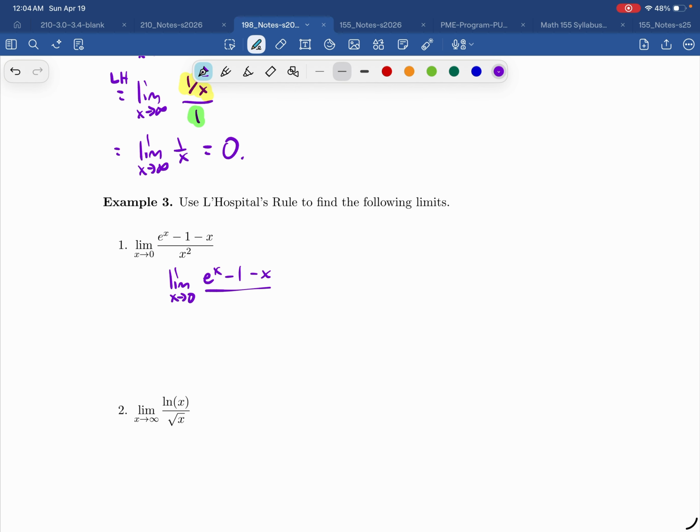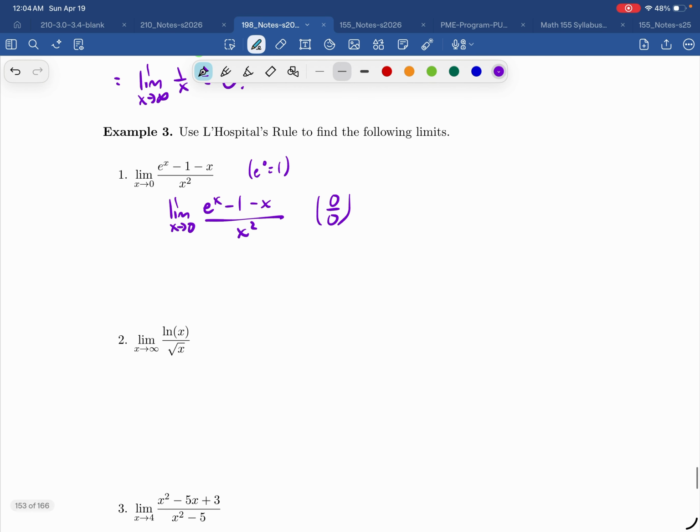This one looks a little more complicated. And if you ever take Calc 2, you might see this guy rear its ugly head again. But just note that we do, in fact, have 0 over 0, right? Because e to the 0 equals 1. And then we have minus 1 minus x. So just make a note of that. Okay?